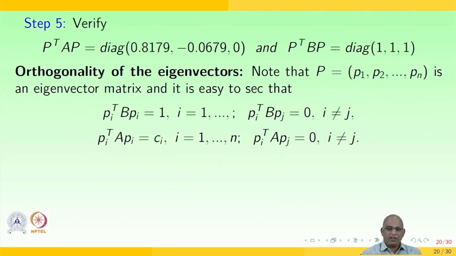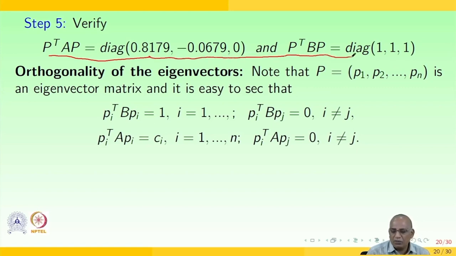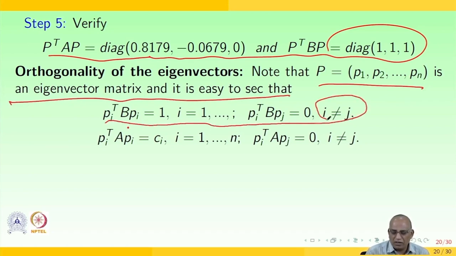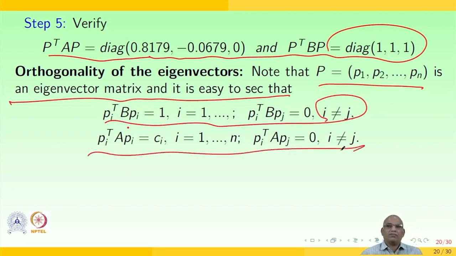And step 5 is verify P transpose AP. That is, P transpose AP is diagonal of 0.8179, minus 0.0679, 0, and P transpose BP is diagonal of 1, 1, 1. So regarding orthogonality of the eigenvectors, note that P is equal to P1, P2, P3, ..., Pn, whose columns are eigenvectors of the matrix, and it is easy to see that Pi transpose B Pi is equal to 1 for i equal to 1, 2, etc. For i not equal to j, Pi transpose A Pi is equal to Ci.